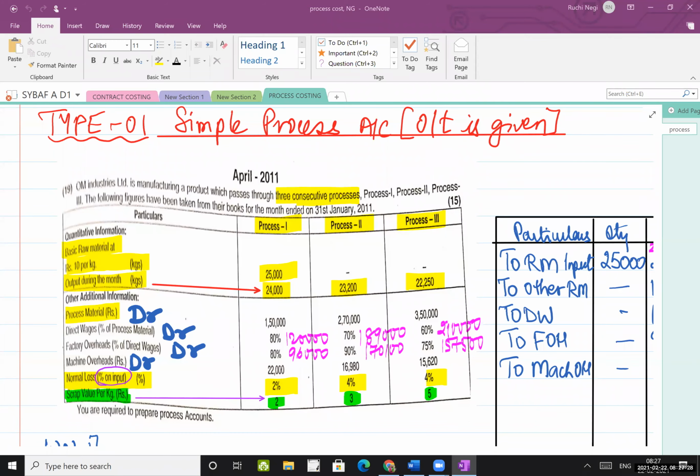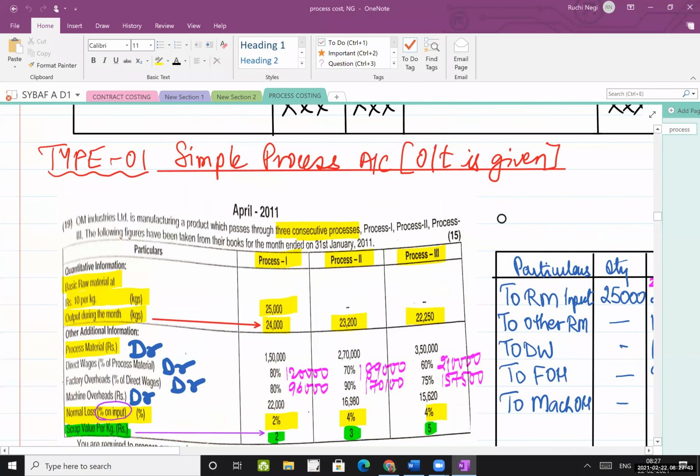Okay, let us start with this question, which is based on simple process account. The simple process account में the output will be given to you. Okay, now what is that output that will be given to you? I'll speak of that. Okay, just a minute.